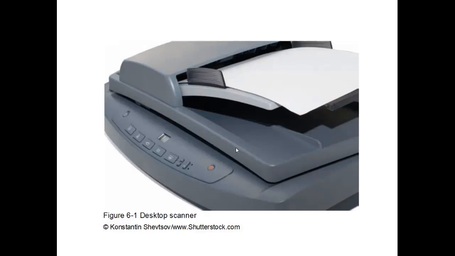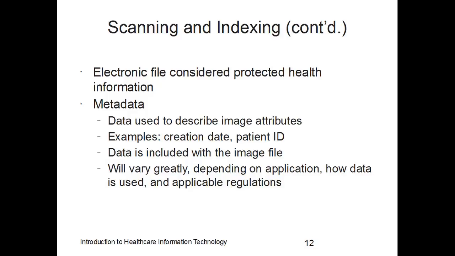In this image we have a pretty typical example of a desktop scanner. The information would go in here to be scanned, to be stored in an electronic version, such as the patient's driver's license or their insurance information. Instead of having someone type in all those changes or type in the data that would be on that piece of paper, scanning it in and saving it as a PDF for faster retrieval. And an electronic file is considered to be protected health information.